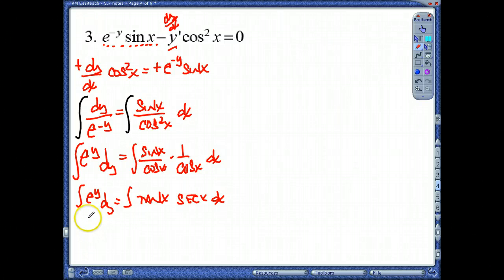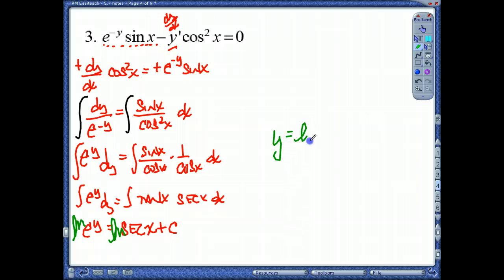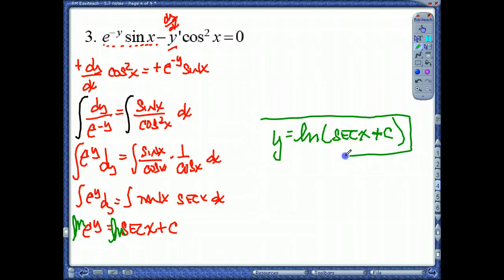When I integrate that, that's going to be e to the y equals my secant x plus c. And then I have to natural log both sides in order to solve for y. So my final answer is y equals the natural log of secant of x plus c. I had to natural log both sides. There's no way to pull that c out of there. Okay, so that's my final answer.